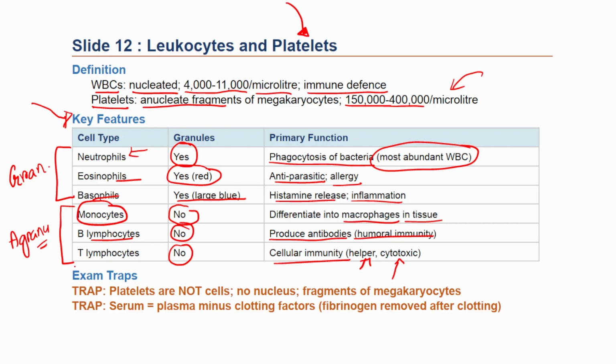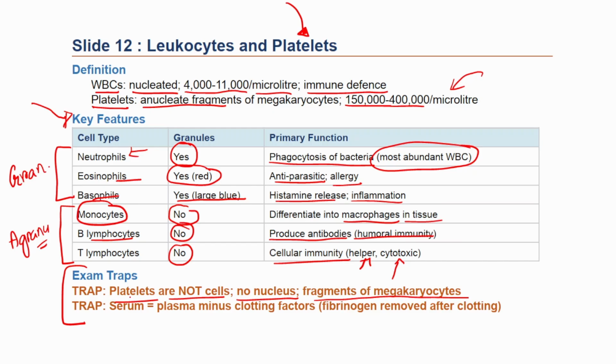T lymphocytes also lack granules and drive cellular immunity, acting via helper or cytotoxic T-cell pathways. Now we need to pay attention to these exam traps stated here. The first trap is designing a question that lists platelets among a count of true independent cells or suggesting they can undergo active mitosis. Remember the explicit trap highlighted on this slide. Platelets are not true cells. They contain absolutely no nucleus and they're purely enucleate fragments shed from the cytoplasm of bone marrow megakaryocytes.